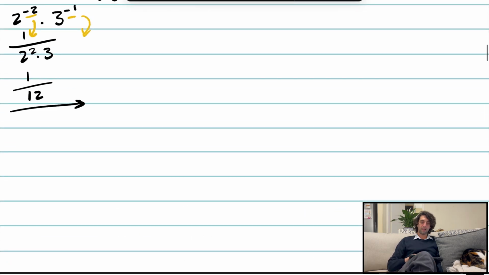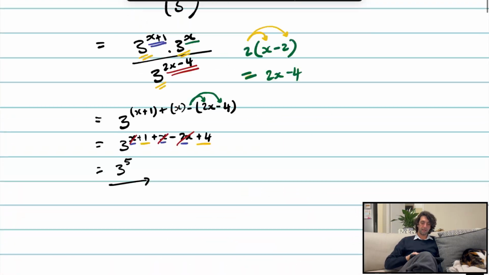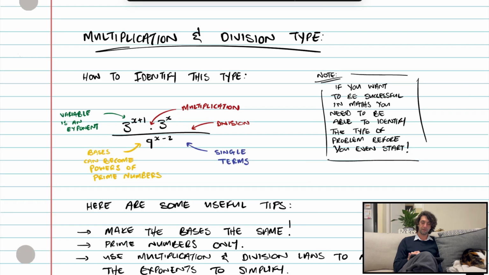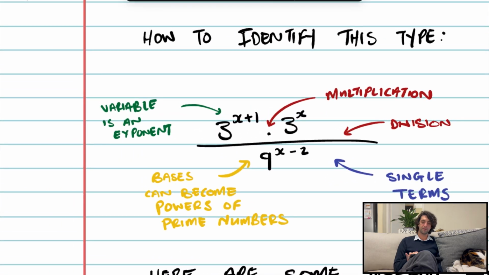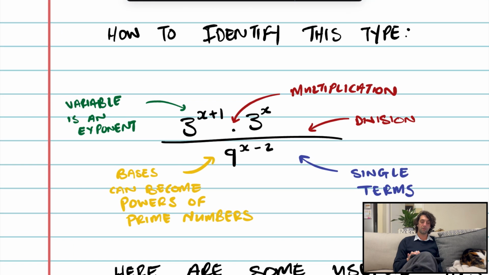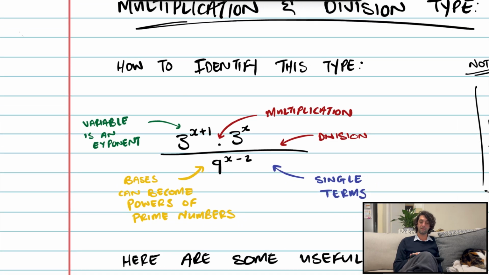That is our multiplication and division type. Very important that you understand how to identify these types so that you know where to start. Once you know where to start, you just apply the same method. Notice how I just constantly apply the same method and work through it slowly as not to make any errors. And that's it. That is our multiplication division type.